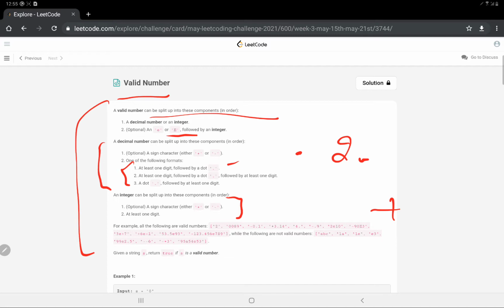These are some examples that are given to us. 2 is valid, this is valid, this is again valid, and this is valid. This I think is valid because at least one digit followed by a dot is valid. That's the first case, and this case is also valid, so we have to keep this in mind.